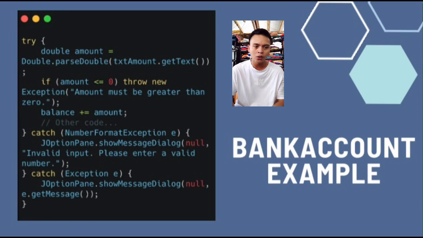Then the next part is throw new exception. So it comments that I'm rejecting this transaction. The program intentionally stops the process and sends an error message, which is "Amount must be greater than 0." So it is automatic. Then the success, which is balance plus equals amount: if the amount is good or positive, the transaction goes through and the deposit is successful.